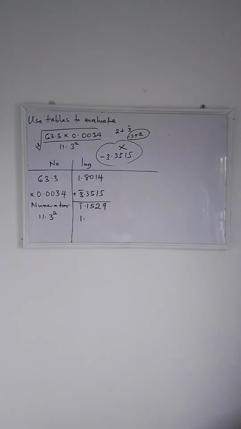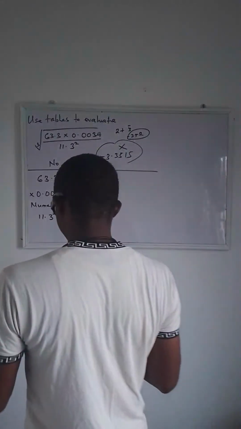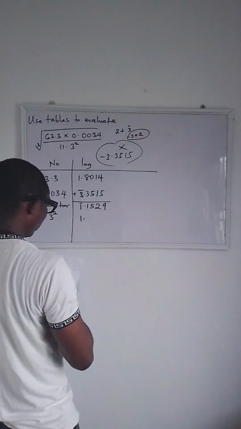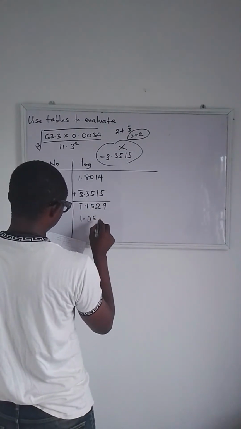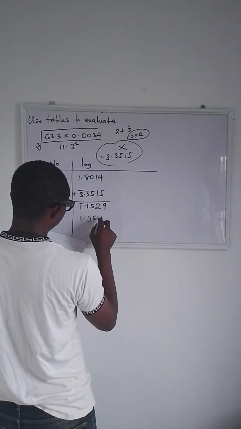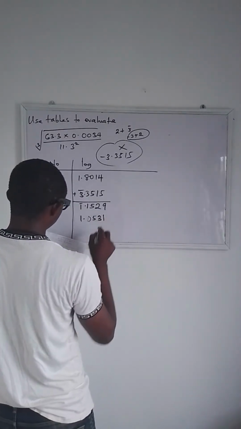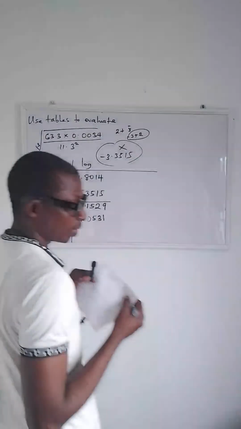Okay, 11 under 3. If you check very well, 11 under 3 will give you what? If you check very well, you are going to be having 0, 5, 3, 1. 0, 5, 3, 1. Okay.